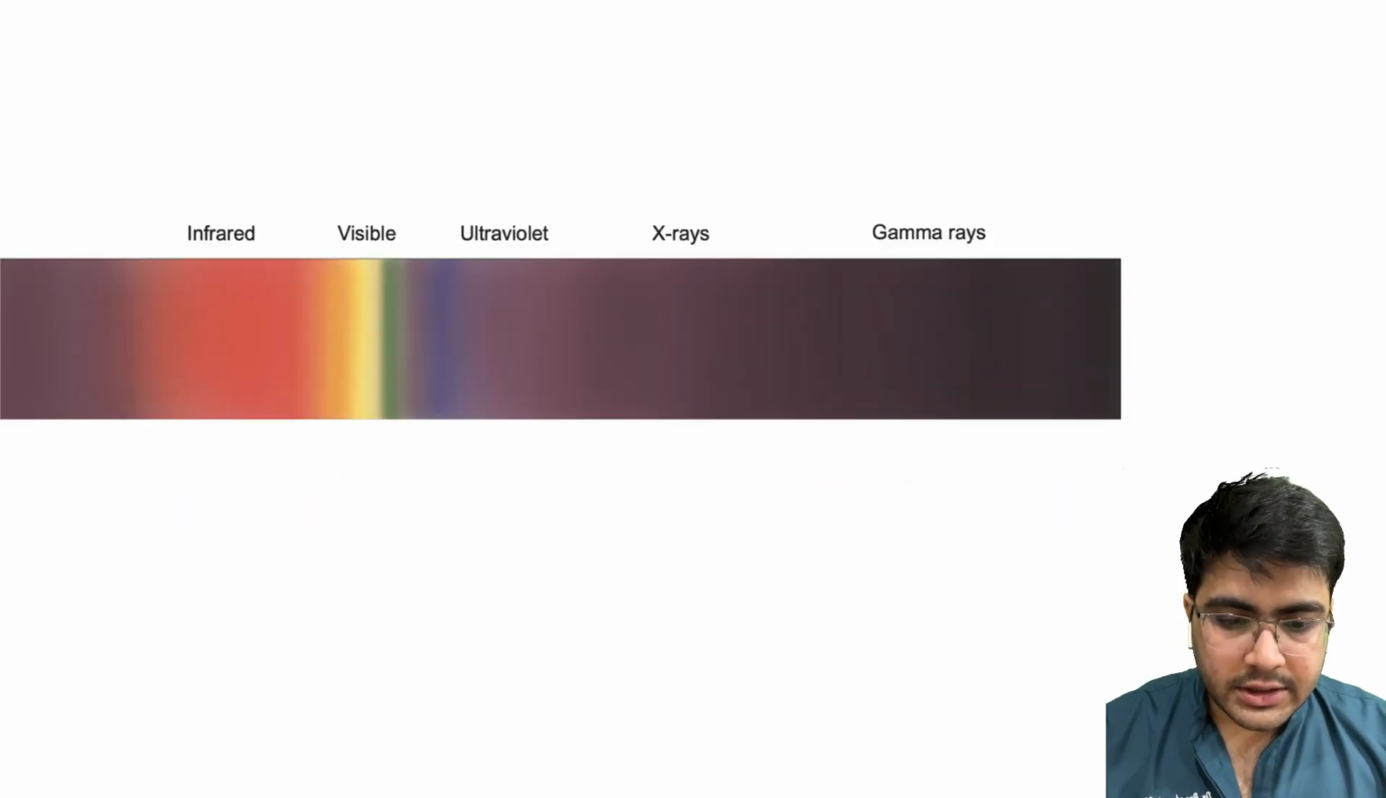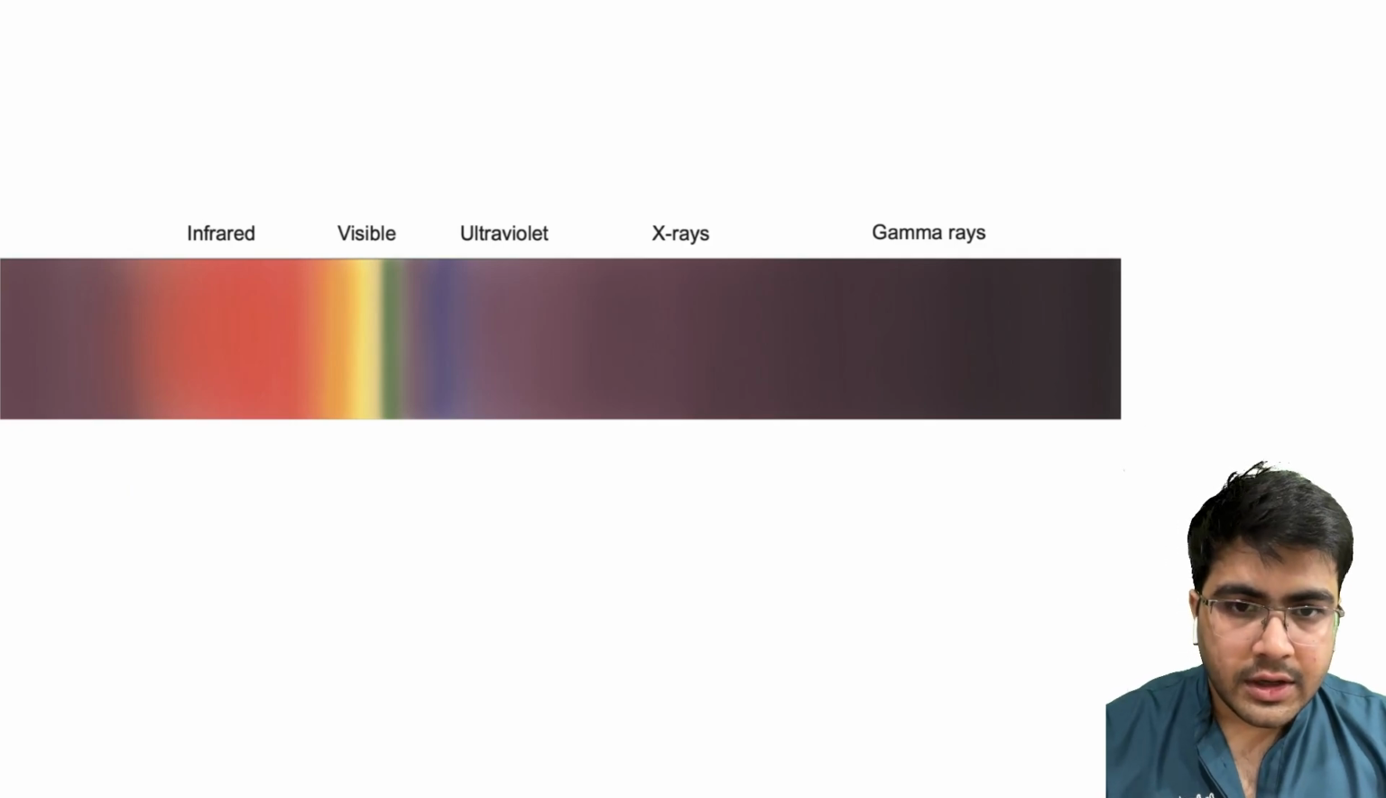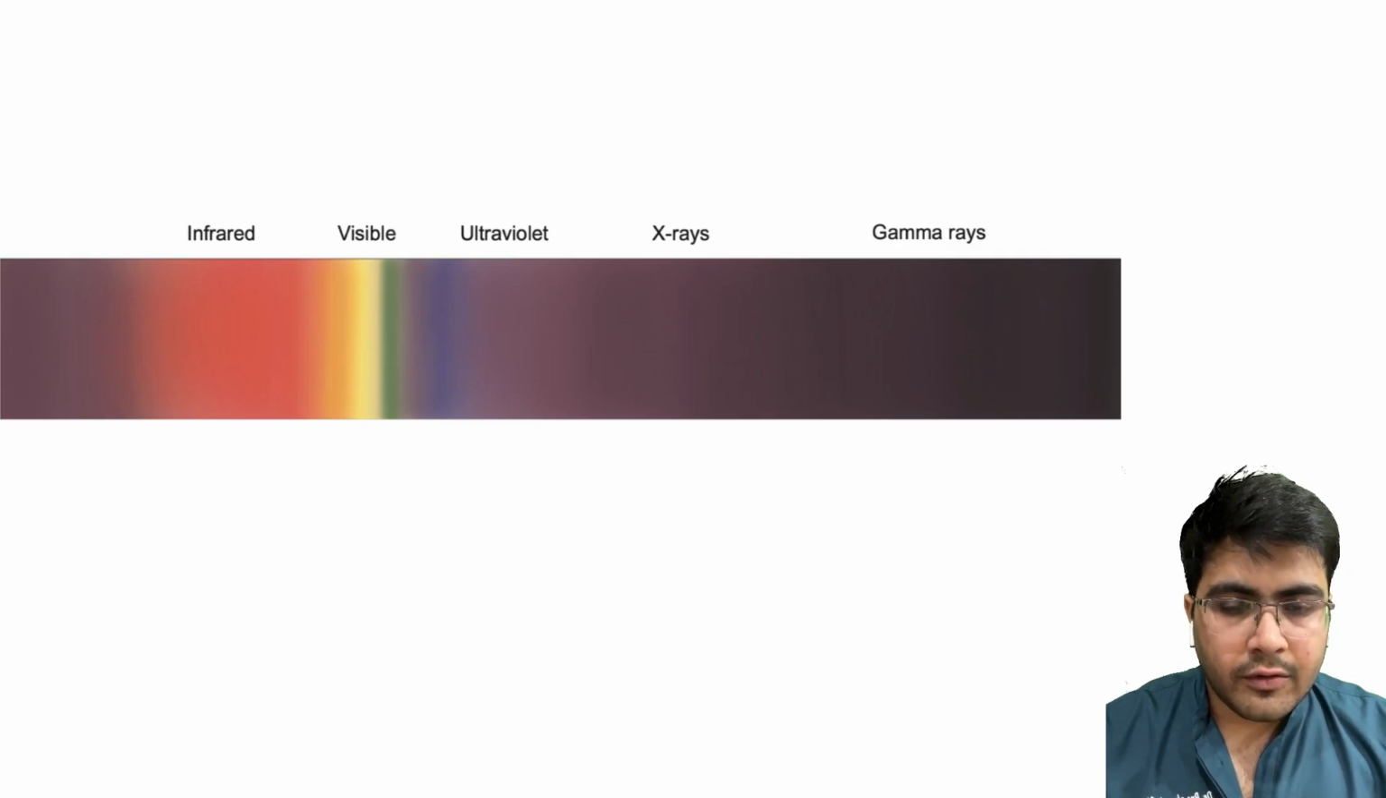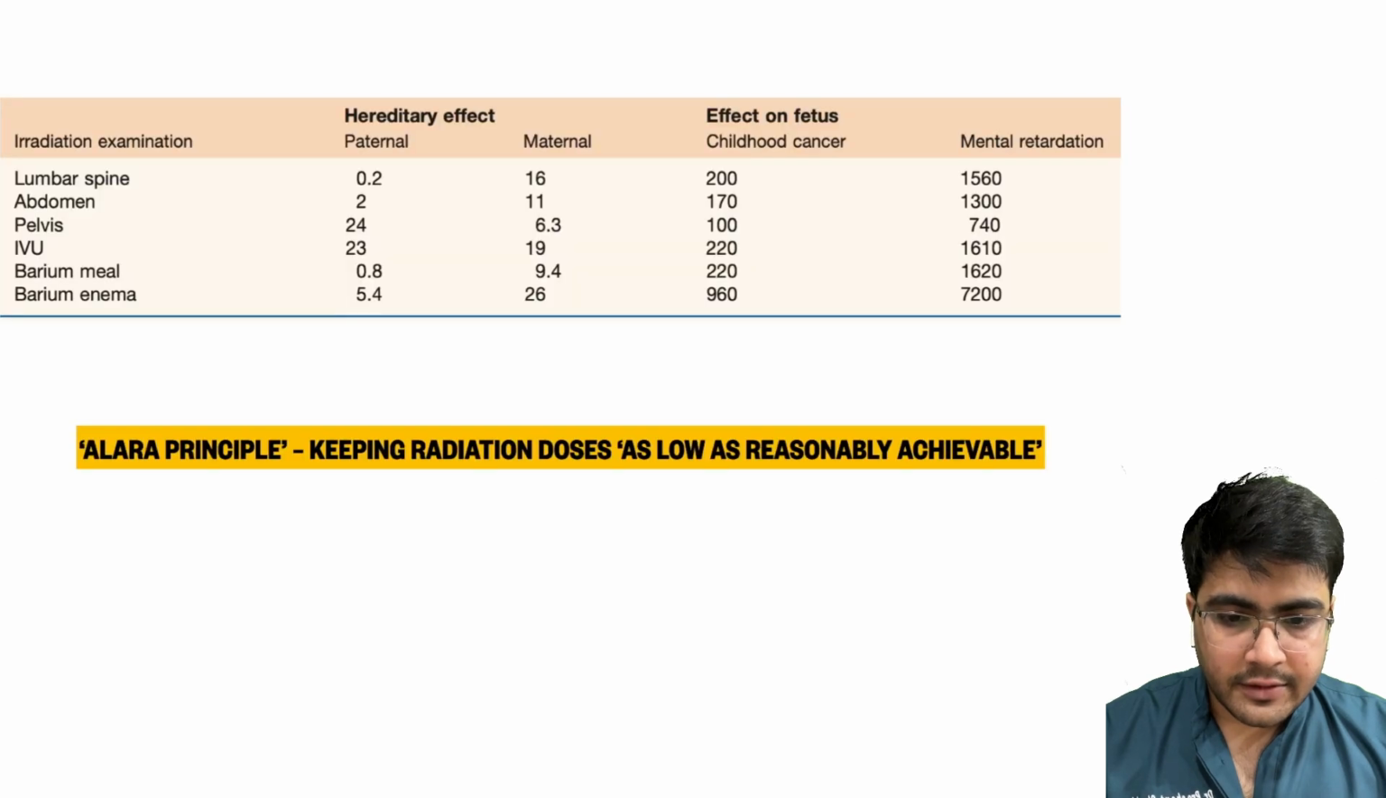So radiological imaging includes x-rays and various other ionizing radiation. From this image you will be able to understand the location of different spectrum of radiations which we commonly encounter in our daily life. It starts from the infrared and goes up to the gamma rays, and as we move towards the gamma rays the wavelength decreases and the power of ionization increases. This is the thing which we need to understand.